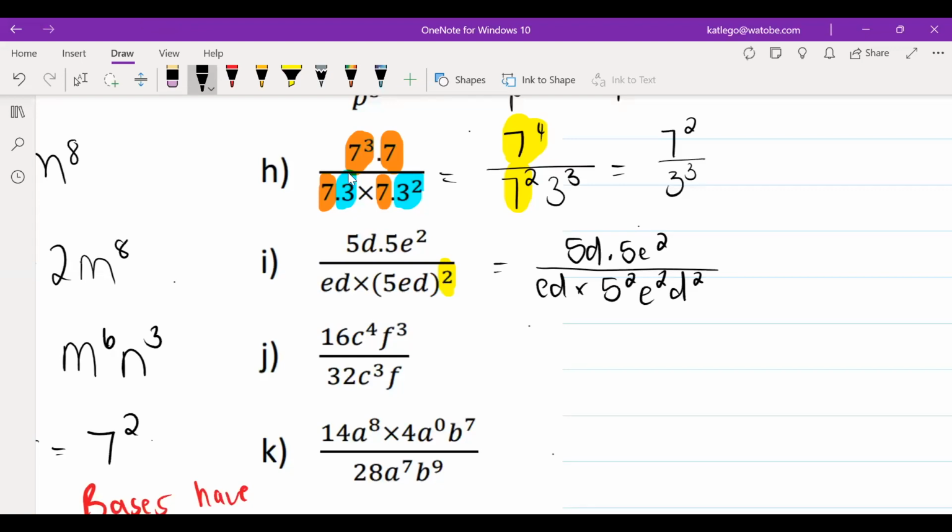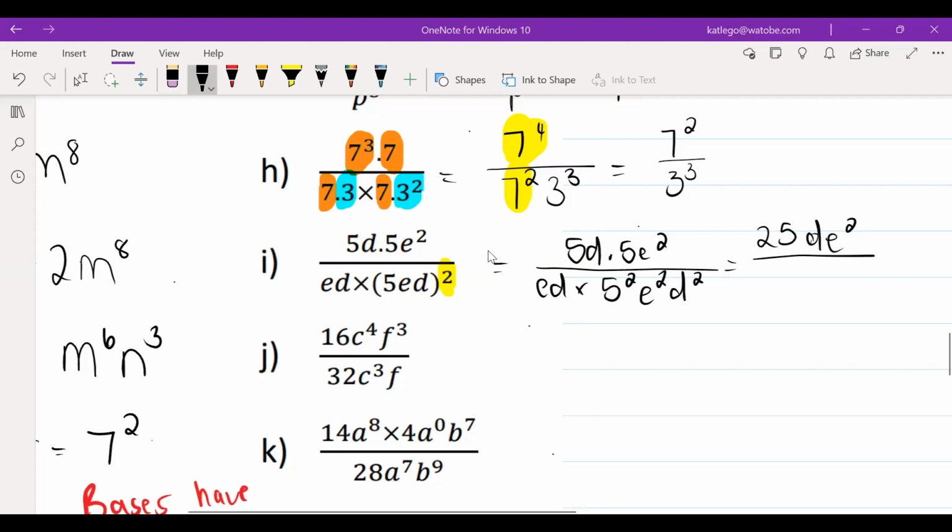Is there anything we can simplify in the numerator? Look carefully. Check again. Thank you. 5 times 5. Do you see we have a 5 times 5 there? So then this 5 times 5 will then be 25 d e squared. And then we go to the bottom denominator.